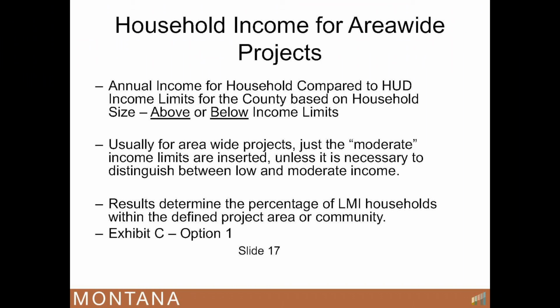Usually for area-wide projects, just the moderate income limits are inserted unless it is necessary to distinguish between low and moderate income for project financing purposes. The results are then used to determine the percentage of LMI households within the defined project area or community. The model is presented in the LMI booklet under Exhibit B, Option 1.